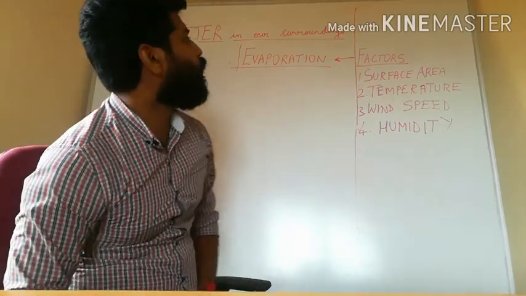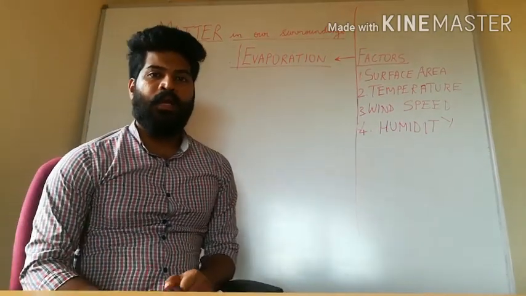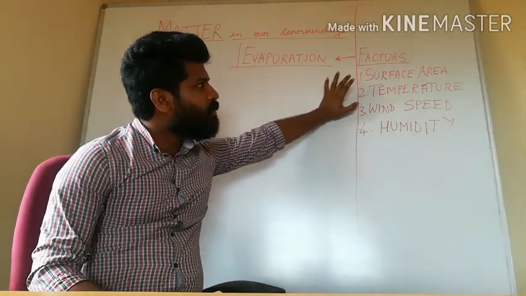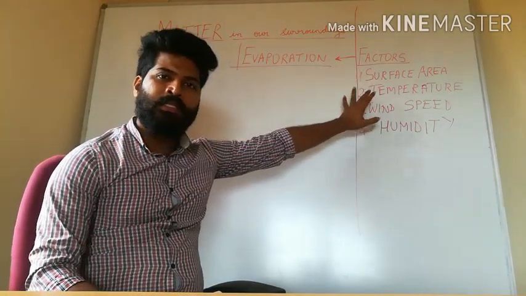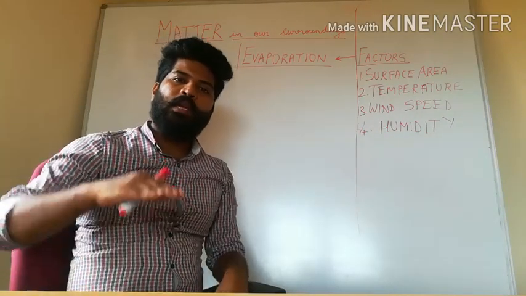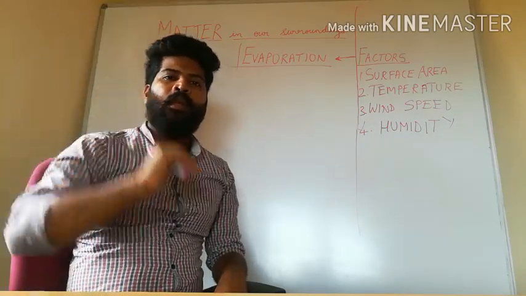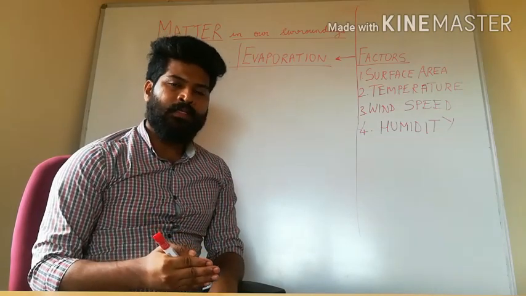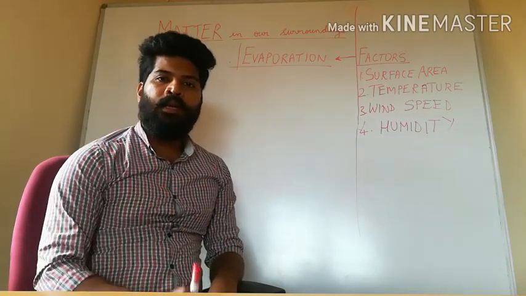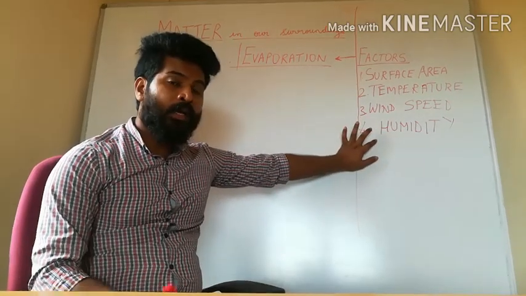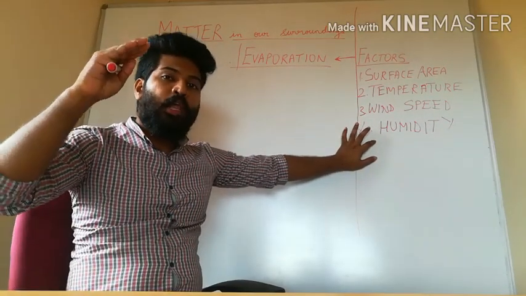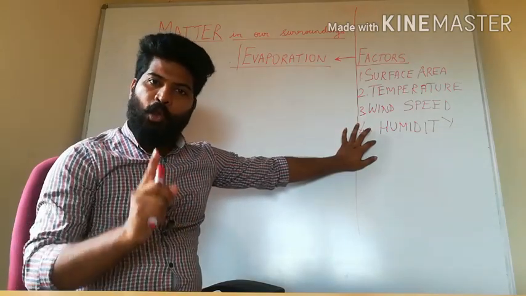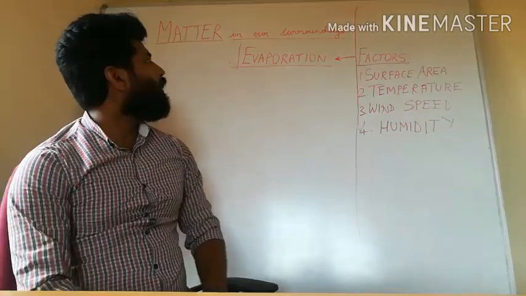So these are the four factors that can affect your rate of evaporation. When we increase the surface area, temperature and wind speed, evaporation will quicken, will increase. On the other hand, if we decrease these three parameters, evaporation will decrease. Humidity, when humidity increases, evaporation will decrease. When humidity decreases, evaporation will increase.